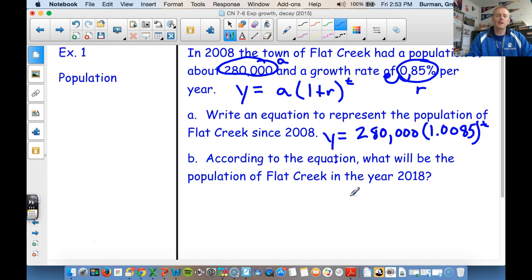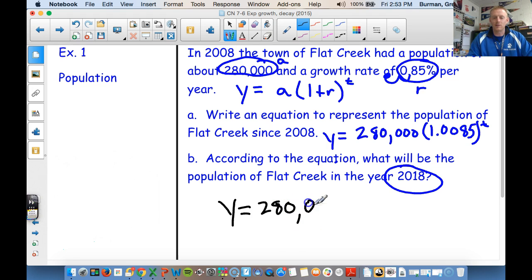So part B is to plug in this 2018 the correct way, because t is the number of years since 2008. So we're going to subtract those two and get a 10. So we're going to plug in a 10 for this to calculate our official number. So you would type into your calculator 280,000 times 1.0085 to the 10th power. So I will do that exact thing here.